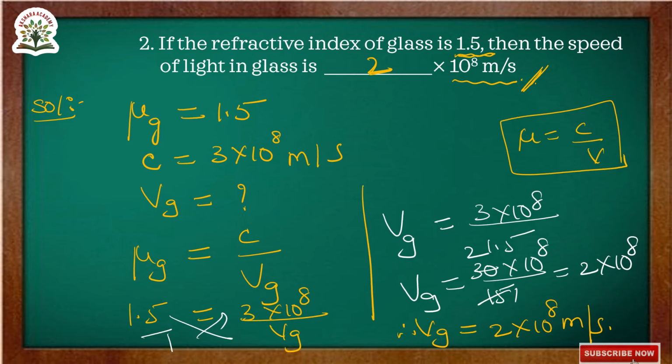Substituting the values, 1.5 is equal to 3 into 10 to the power of 8 by Vg. Taking cross multiplication, Vg is equal to 3 into 10 to the power of 8 by 1.5. In decimal representation, we write 15 by 30. 15 ones are 15, 15 twos are 30. So Vg is equal to 2 into 10 to the power of 8 meters per second. Okay, next we will go to the next question.